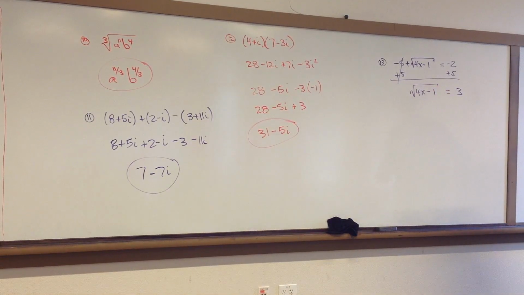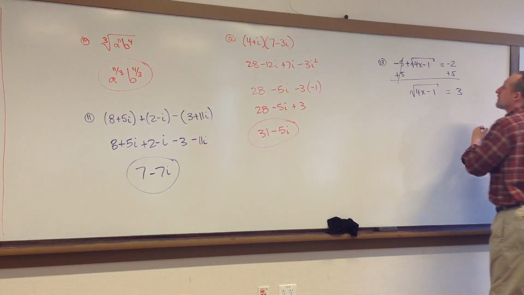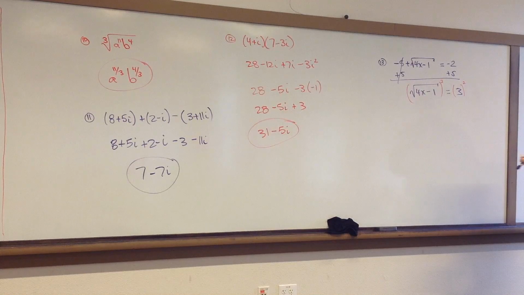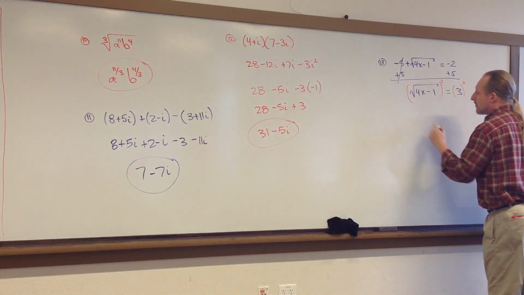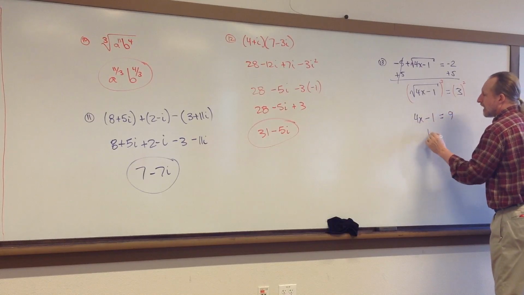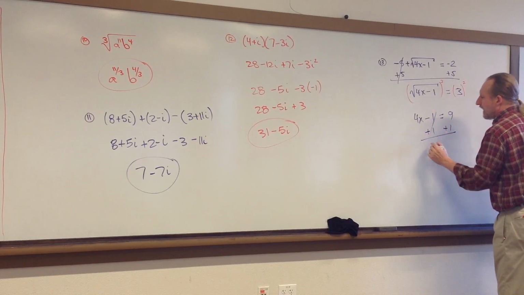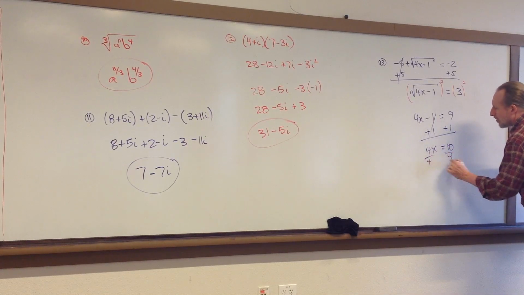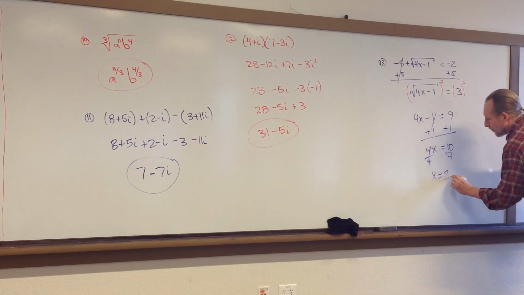And then we'll come in and square both sides. And that'll bring out that 4x minus 1 from under the square root, and we'll end up with 4x minus 1 equals 9. And then get the x by itself. 4x equals 10. x equals 2.5.